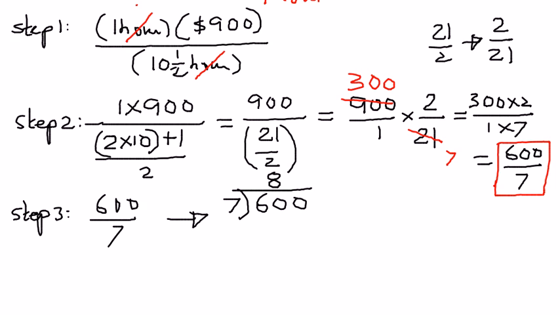7 times 8 is 56. So we subtract 56 from 60. We are left with 4. Then we have a 0 there. We're going to borrow the 0, and therefore we have 40.